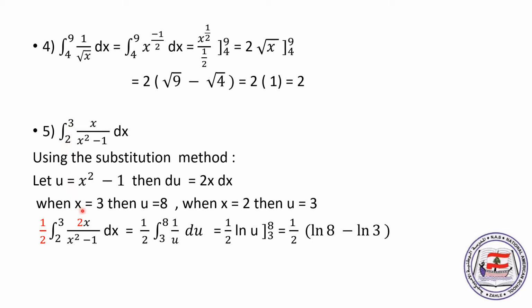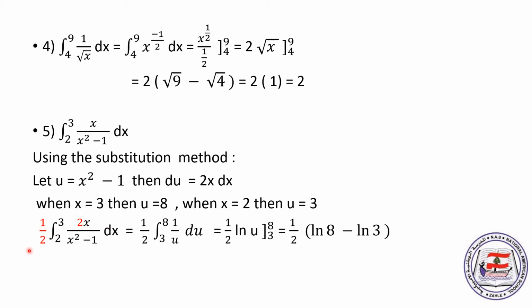So when x is equal to 3 as an upper boundary, replacing x in the expression of u, we get 3 squared minus 1, which gives 8. So for the upper boundary, when we use the substitution method, the upper boundary over the variable u is 8. And for x is 2, again, if we replace x by 2 in the expression defining u, we get u equal to 3. So the lower boundary of the definite integral in terms of u is 3.